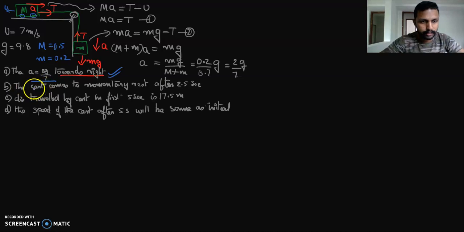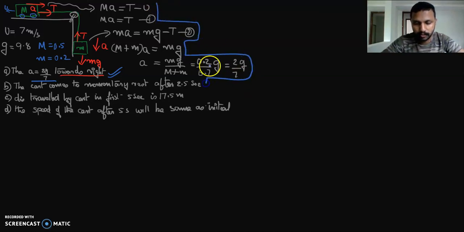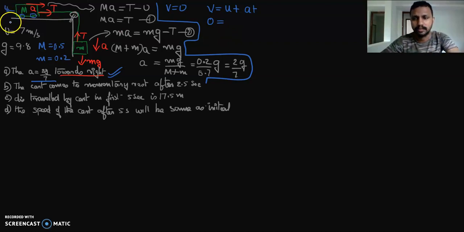Then let's analyze the second option. The cart comes momentarily to rest after 2.5 seconds. Therefore, we have to find the time in which the cart comes to rest. The cart coming to rest means its final velocity will be 0. Therefore, we could use the formula v is equal to u plus at in this situation. Since the cart is coming to rest, v is 0. Therefore, 0 is equal to u plus at. What's u? u is 7 meter per second, but it is in the opposite direction of acceleration. You could see the acceleration is in this direction and the initial velocity is in the opposite direction. Conventionally this direction's velocity is taken as negative, therefore u is taken as negative.